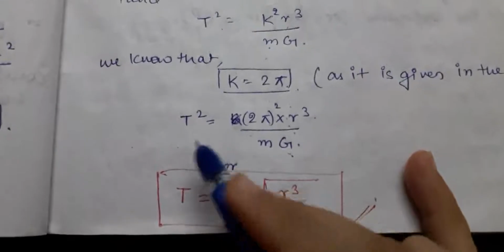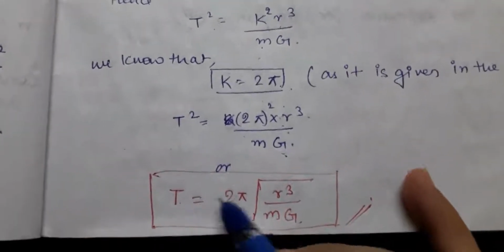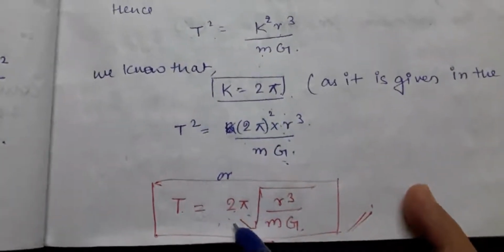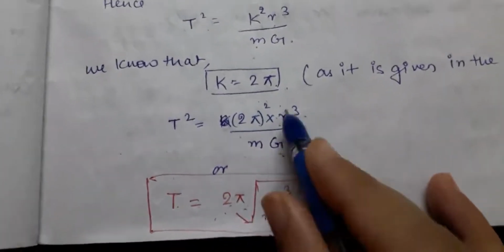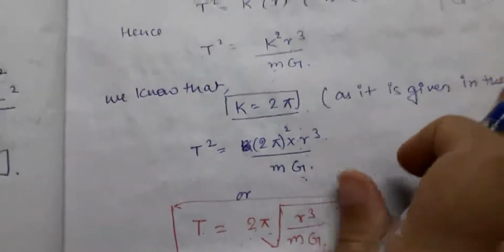So if I want to remove the square, then T becomes equal to, since it was 2 pi whole square, 2 pi can come outside of the square root, and all three quantities will come under the root: R cube upon mg. So this is the required formula for the period of revolution of the planet.